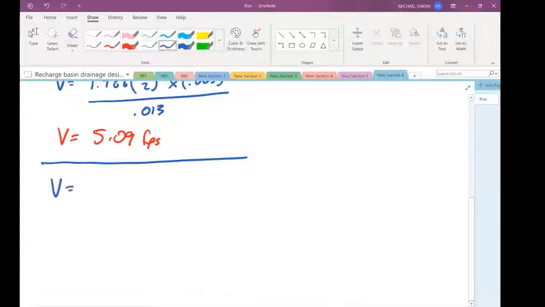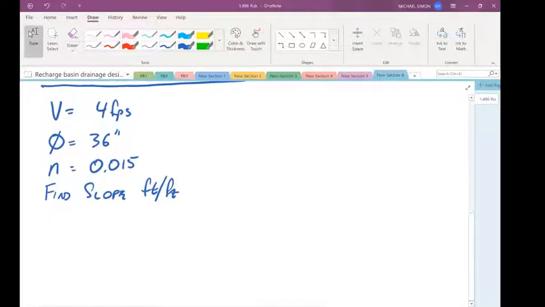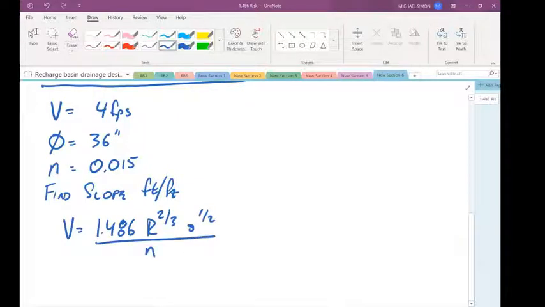Let's say I want the velocity of the water to be 4 feet per second. And I'm going to deal with a diameter pipe that's equal to 36 inches. N for that pipe is 0.015. Find the slope. And we're going to find the slope in feet per foot. We're not going to start changing it to percent grade just yet. So let's see what our equation turns out to be. V is equal to 1.486, r to the 2/3, s to the 1/2 over n.